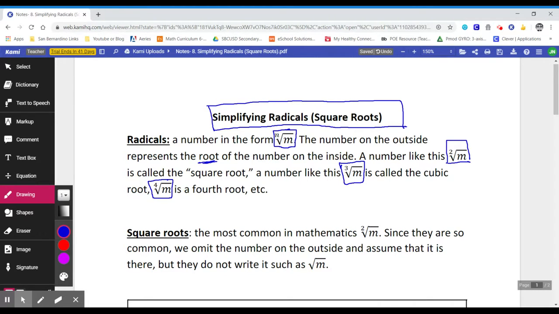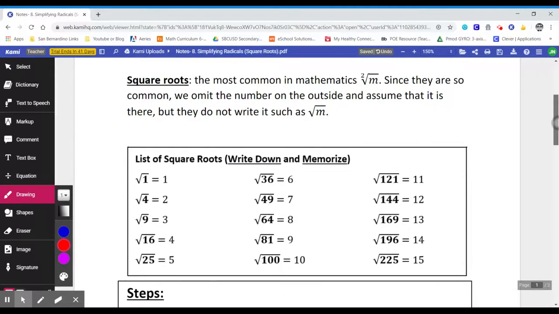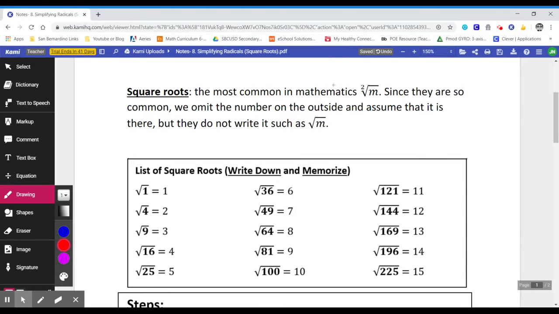So specifically today, we're going to be talking about simplifying square roots, meaning that we're going to be talking about when you have a 2 on the outside of that radical. Now, they are called square roots because of the 2, right? Perfect square. They're the most common in mathematics. But since they are the most common, we omit. The word omit means to leave it out. We omit the number on the outside and just assume that it's there.